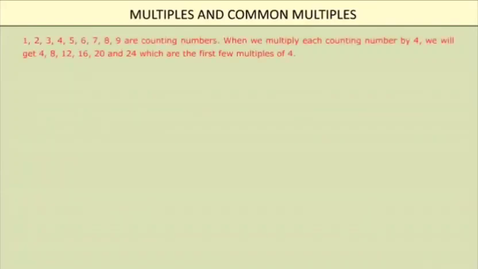Multiples and common multiples. 1, 2, 3, 4, 5, 6, 7, 8, 9 are counting numbers. When we multiply each counting number by 4, we will get 4, 8, 12, 16, 20 and 24, which are the first few multiples of 4.